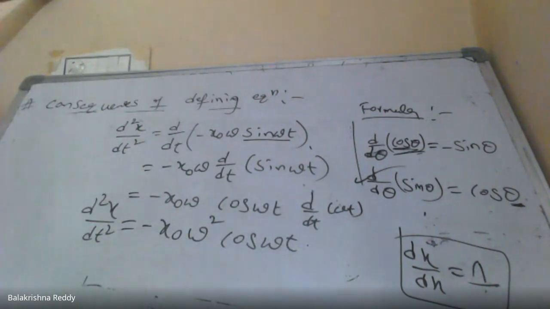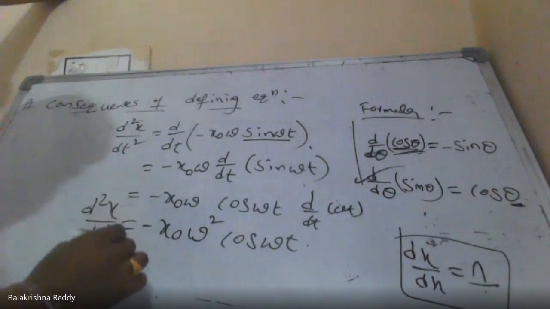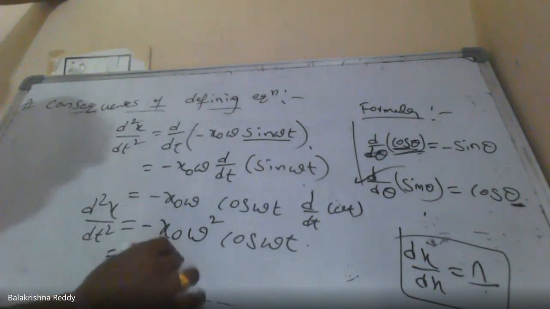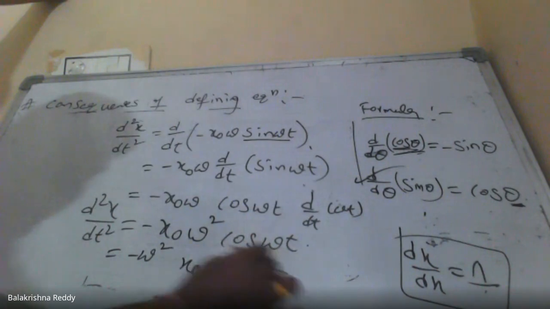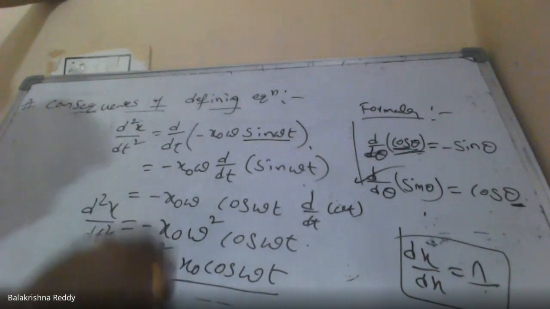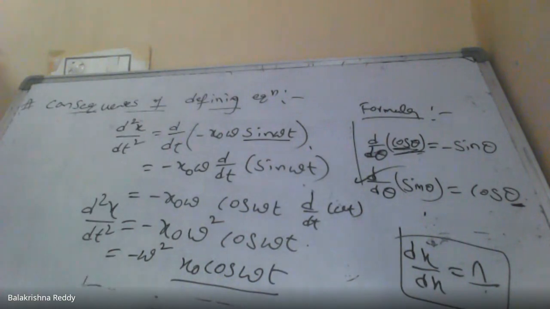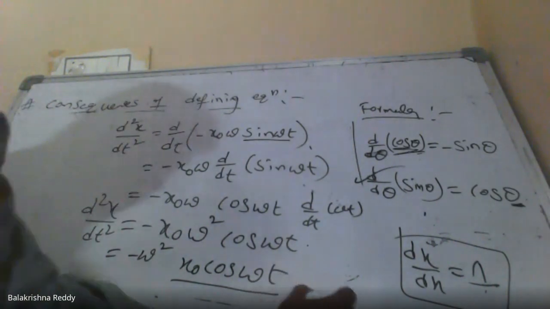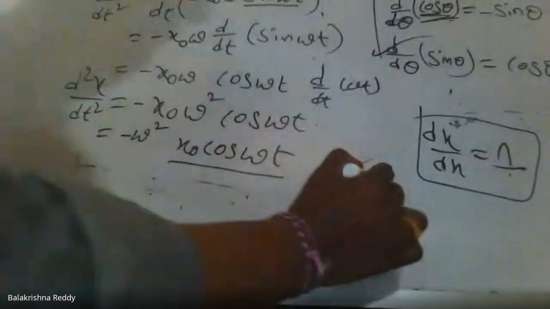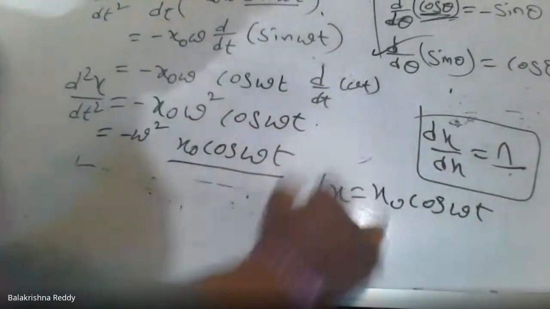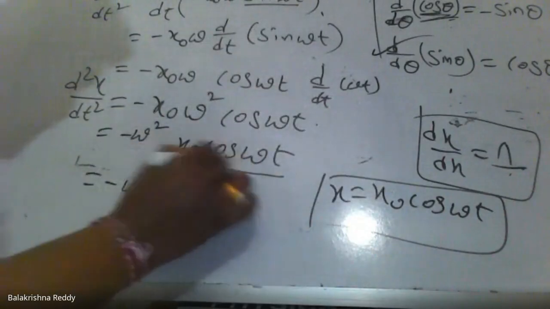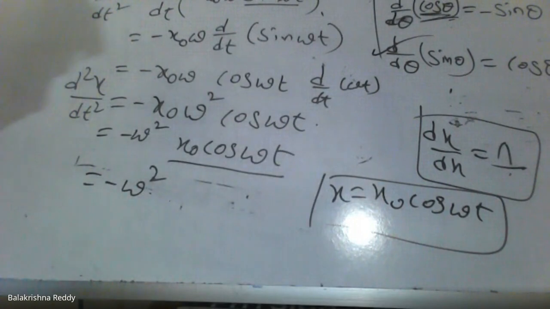Now, I'll tell you a simple logic here. Minus omega square I'm keeping aside, x naught cos omega t. This term is equal to the initial solution term. What was the solution I have written in the first equation? x equal to x naught cos omega t was the solution, right? Yes, sir. So in this place, minus omega square, in this place, can I write x? Yes, sir. Omega square x, I got.